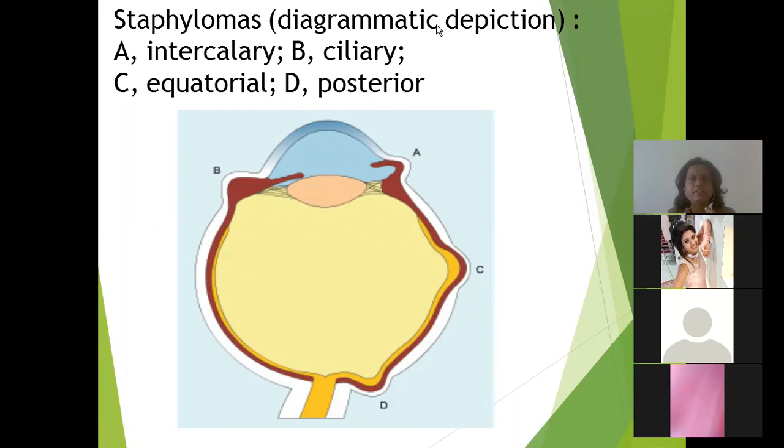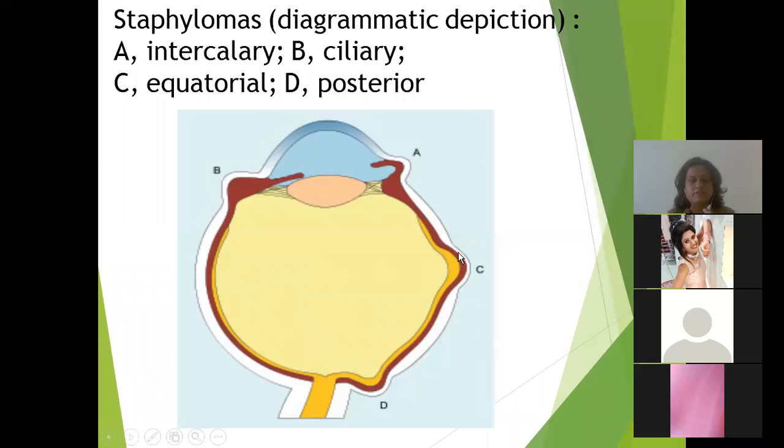In that we can see staphylomas, in which A is intercalary, B is ciliary staphyloma, C is equatorial staphyloma, and D is posterior staphyloma. So when there is a bulging of the eyeball at the intercalary part, it is called intercalary staphyloma. This is the ciliary part. If it bulges, then it is called ciliary staphyloma.